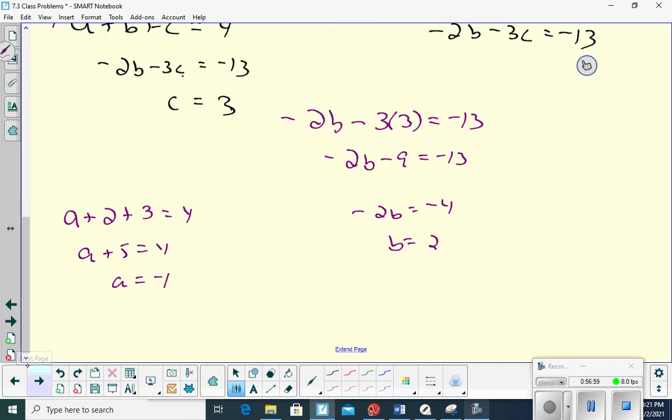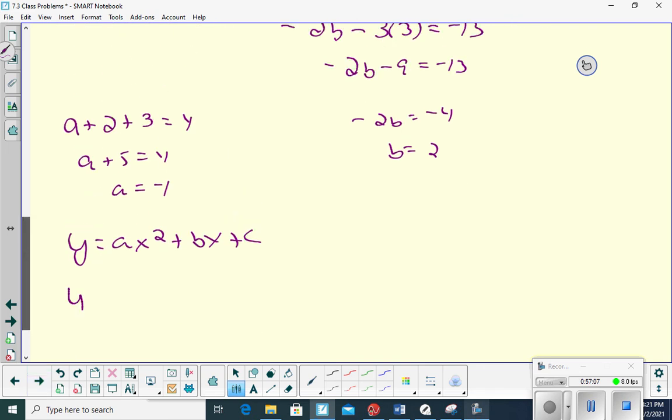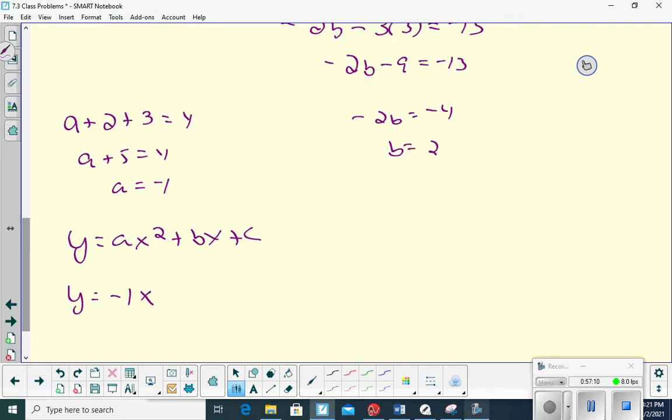Now going back to that equation, y is equal to ax squared plus bx plus c, substituting what I know, y is equal to negative 1 times x squared plus 2x plus c, which was 3. And I would probably just write it as negative x squared. Either one of those is fine. Okay.